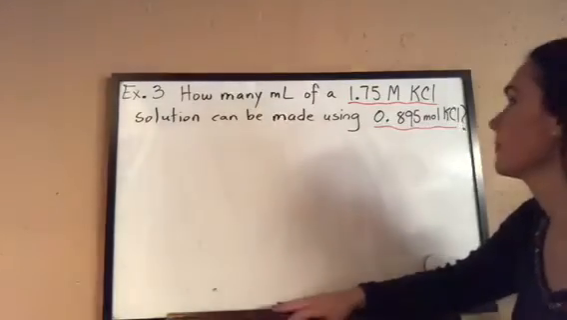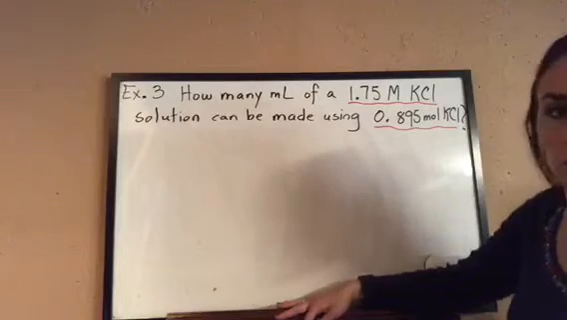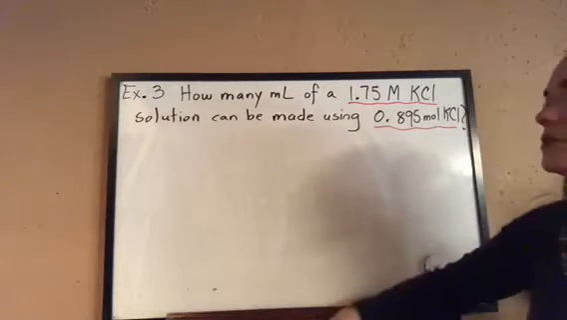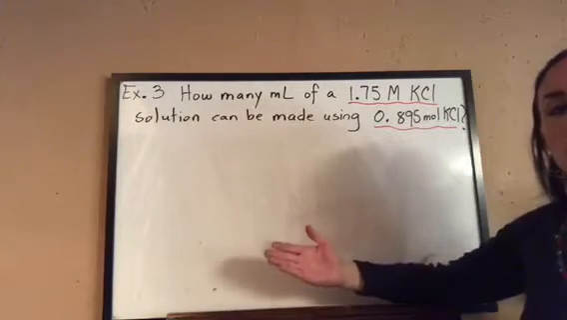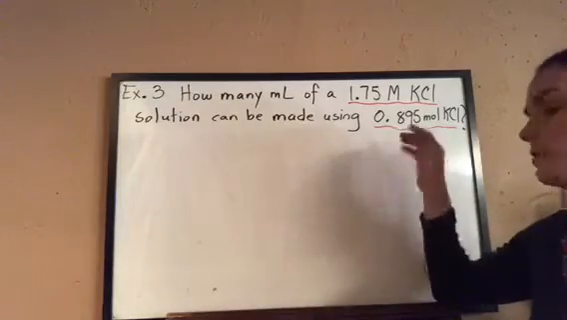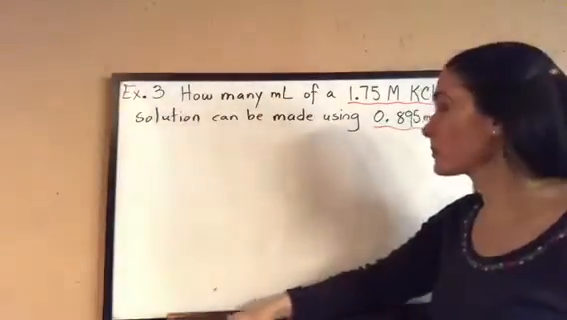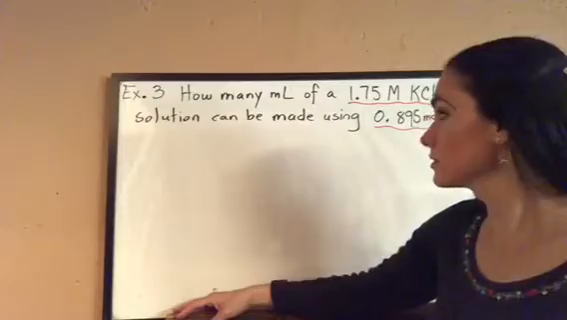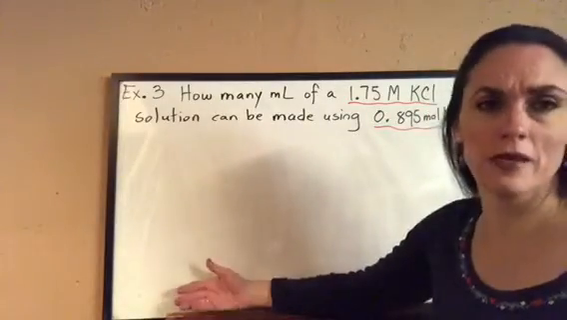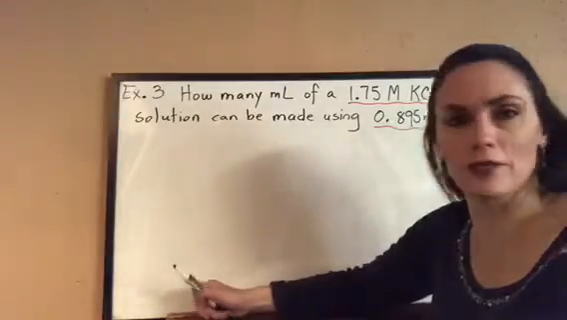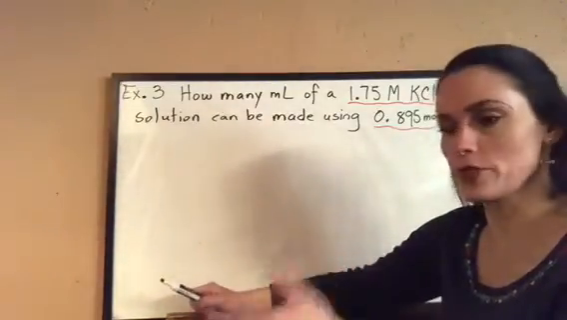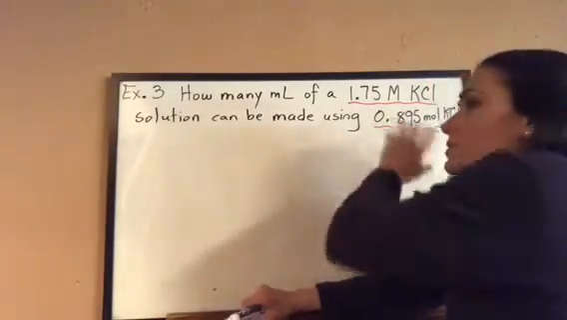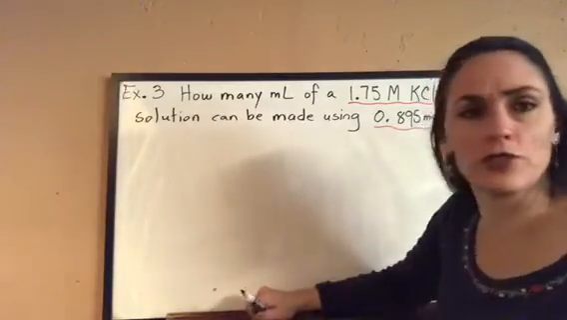How many milliliters of a 1.75 molar potassium chloride solution can be made using 0.895 moles of potassium chloride? So let's say you have the amount in moles of the potassium chloride crystalline solid, and you know that you need a concentration of 1.75 molar solution, but you want to know how much solution that will make. Okay, this is what you have left in the bottle. Let's say you have so much material left in the inventory, and you need to make this concentration. So what amount of solution can you make with this?